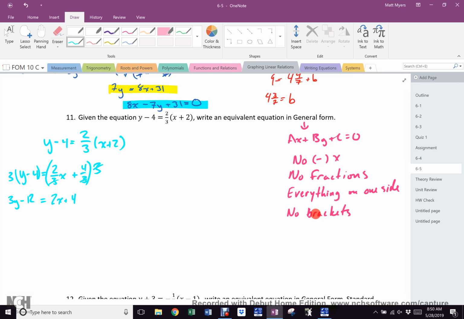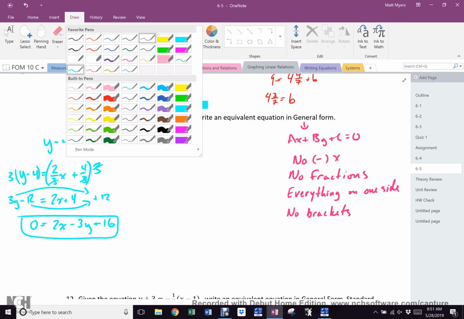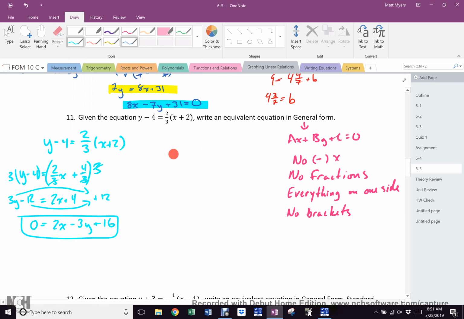So let's get everything on one side. When that y comes over, what's going to happen to it? Minus 3y. When that negative 12 comes over, what's going to happen to it? What's 4 plus 12? Is that general form? Yes. Now I want to show you something else. We're going to do the same thing. Watch. This is something else you can do.